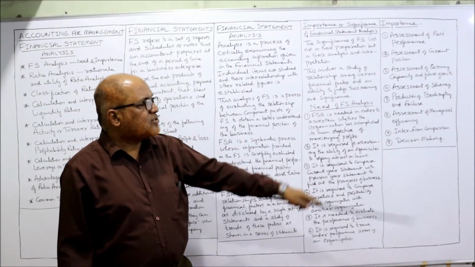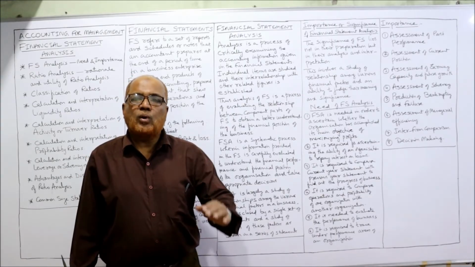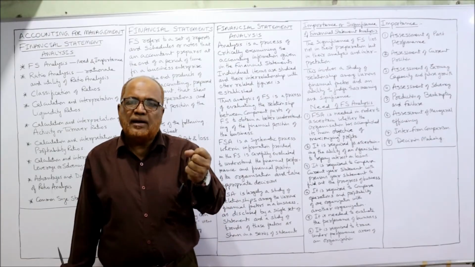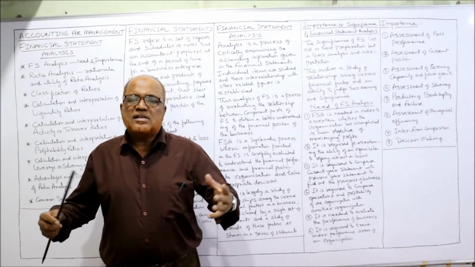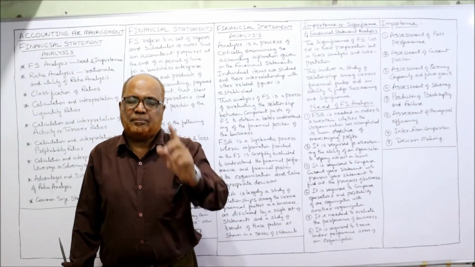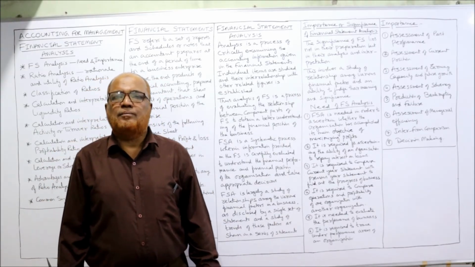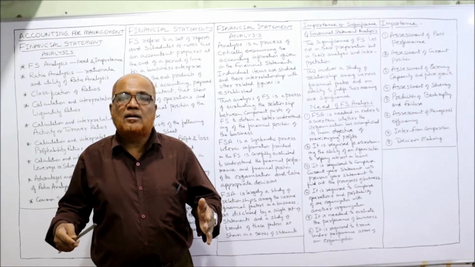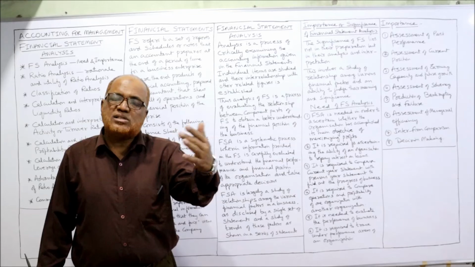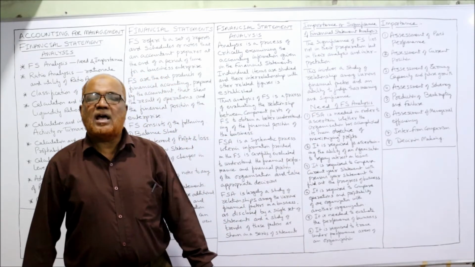Next one is assessment of solvency. Solvency means the ability of the business to repay the debts. To repay the debts, the ability of the business is called solvency. A business is said to have good solvency when it is in a position to pay all the debts on time with interest. A business is said to have bad solvency when it is finding it difficult to pay the debts. So in order to find out whether the business has good solvency or not, financial statement analysis.